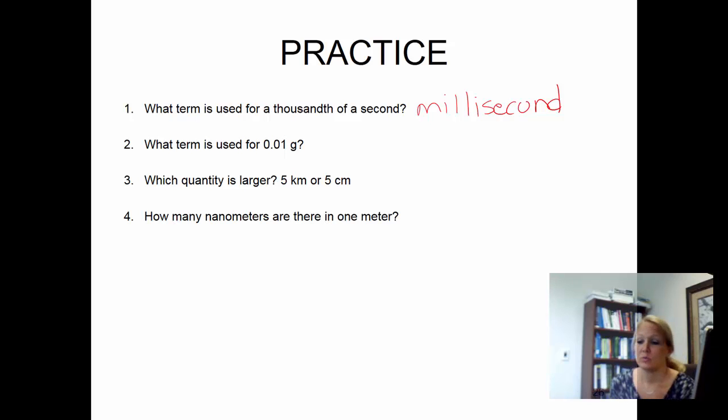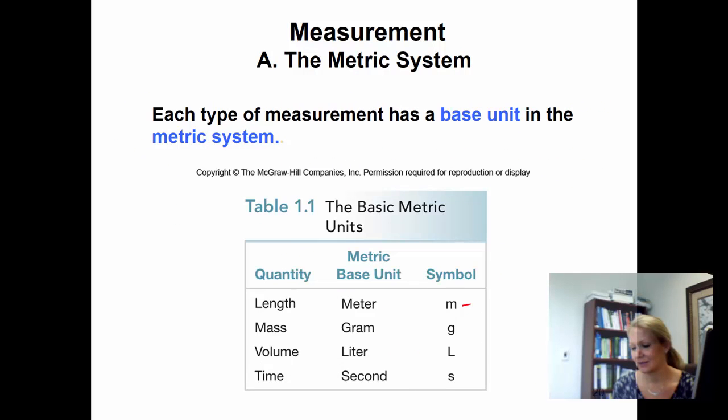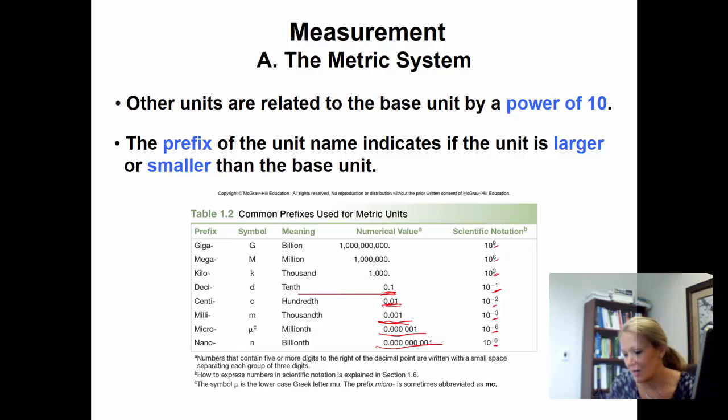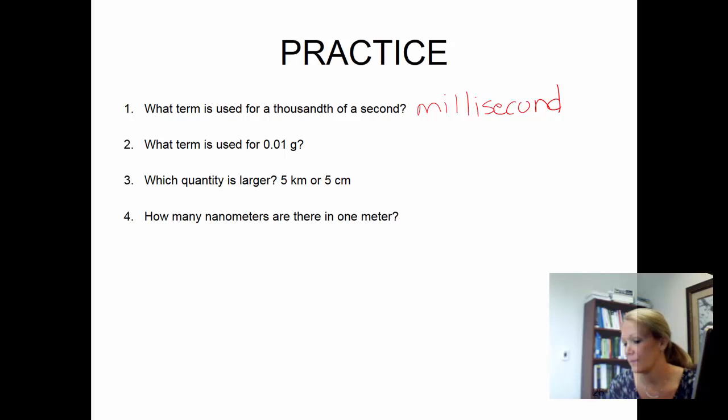What term would we use for 0.01 grams? So that's 100th of a gram. Hopefully you remember, but if not, sorry, we're going to keep flipping back here. So 100th is centi. So our answer here would be centigram.